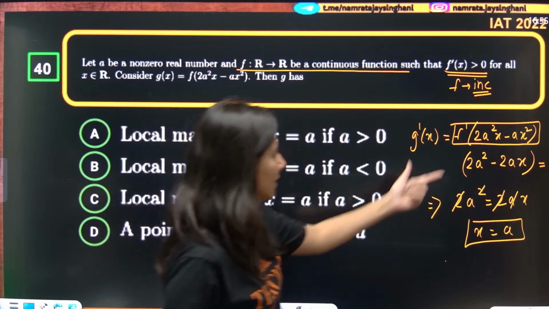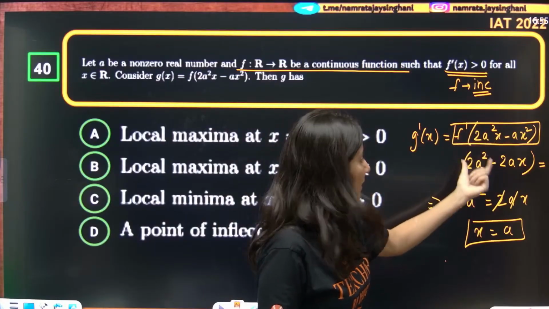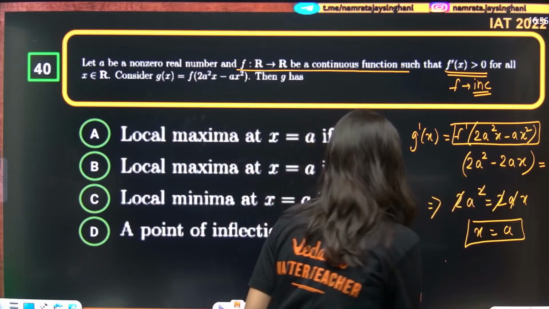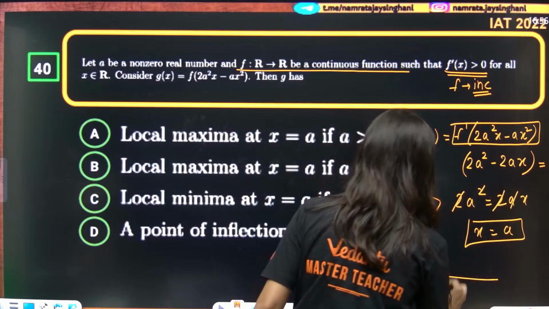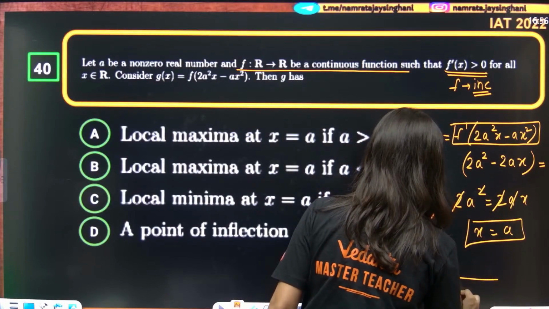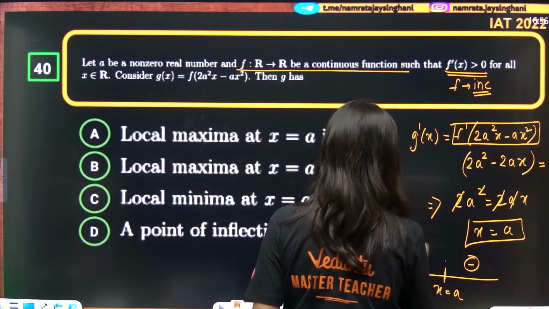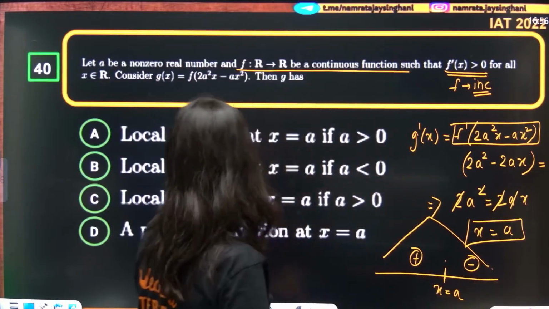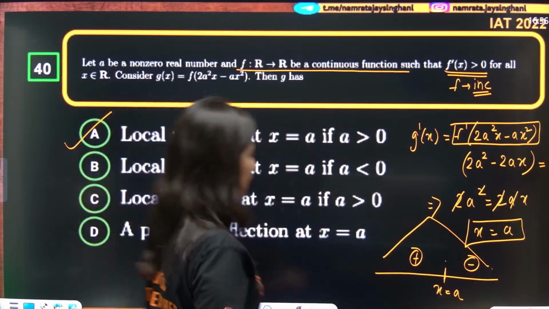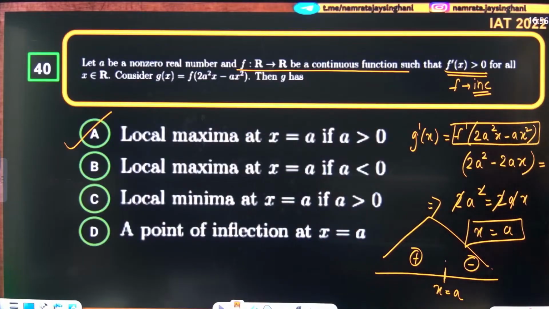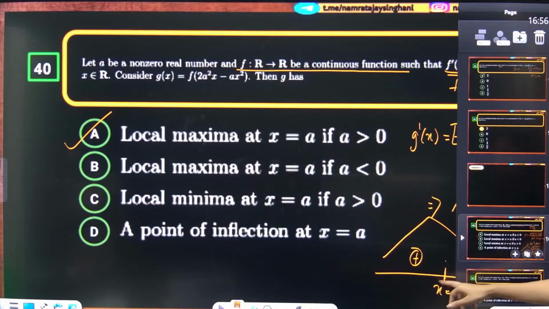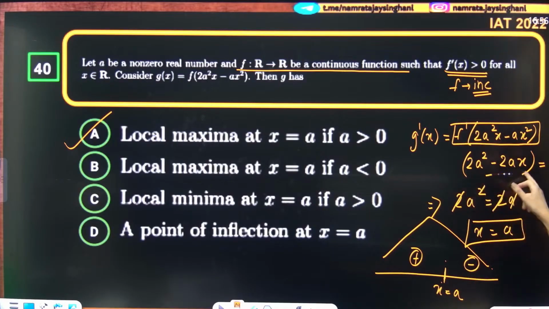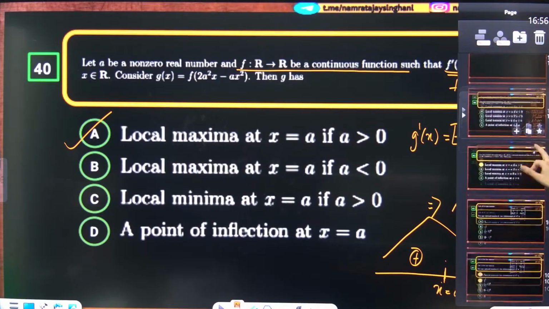Now obviously this is positive. So you are going to get x equals a as your critical point. It is positive on one side and negative on the other, so this is how it looks. So this has a local maxima at x equals a if a is positive. Why? Because I am seeing that the leading coefficient here is negative. Because a is positive, only then can I say that. Otherwise, how will I say that? So yes, this is how it is.